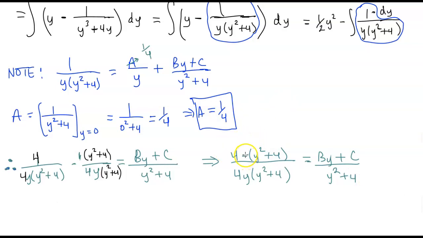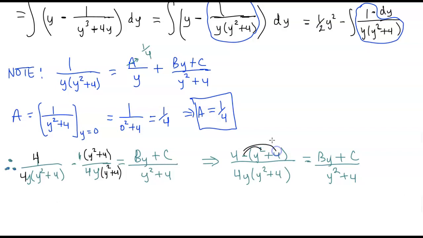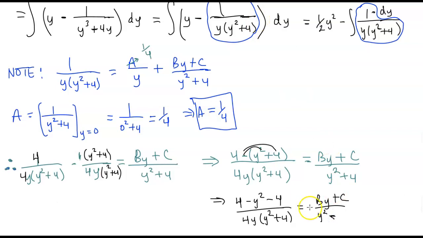And so now all we have to do is distribute this negative to both terms here. If we do that, what we come up with is 4 minus y squared minus 4, all over 4y times (y squared plus 4). And we see that those 4's in the numerator on the left-hand side will end up canceling, which essentially just gives us a negative y squared on top.